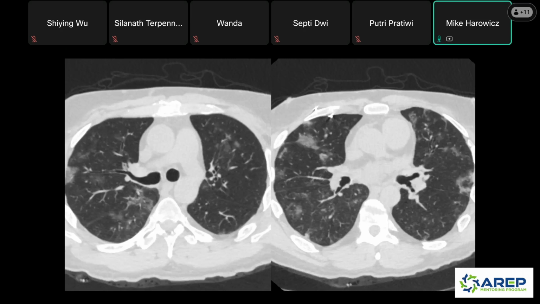So this is what I think of more when I think of organizing pneumonia. If you have an atoll sign or a reverse halo sign, that's great. It's going to really help your diagnostic confidence. But if you don't, don't let that exclude a diagnosis of organizing pneumonia for you. This is a great look for organizing pneumonia as well.